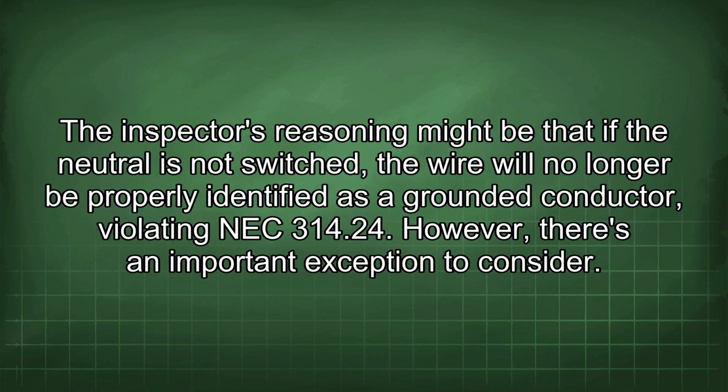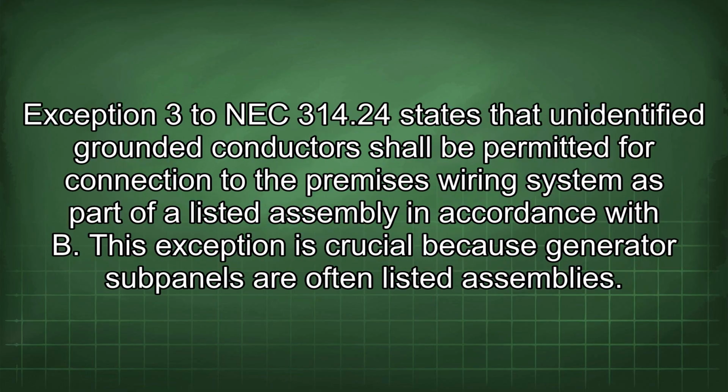The inspector's reasoning might be that if the neutral is not switched, the wire will no longer be properly identified as a grounded conductor, violating NEC 314.24. However, there's an important exception to consider. Exception 3 to NEC 314.24 states that unidentified grounded conductors shall be permitted for connection to the premises wiring system as part of a listed assembly in accordance with B.